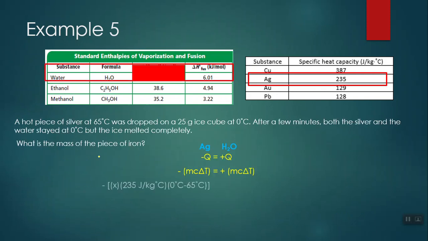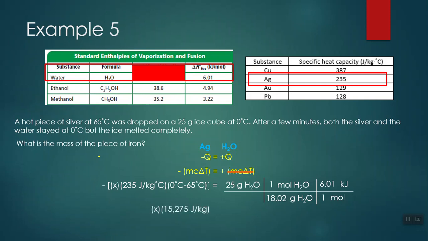So on the left side, we're solving for mass of silver. We have specific heat capacity of silver as 235 joules per kilogram degree Celsius. And then the temperature is final 0 degrees minus initial 65 degrees Celsius. For water, we're going to go ahead and set up the fence. We're going to start with 25 grams of water, okay? And then we're going to convert that to moles, 18.02 grams per mole. And we're going to bring down mole and use the heat of fusion, 6.01 kilojoules per mole, and we get a total of 8.3 kilojoules.